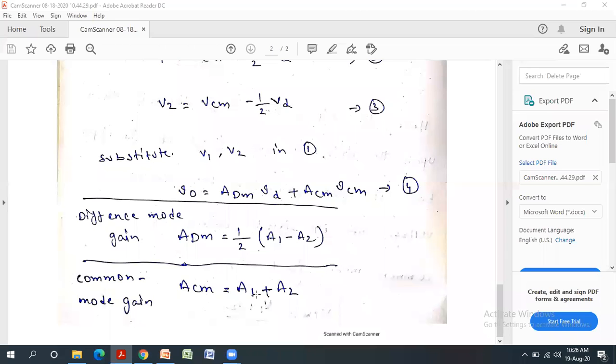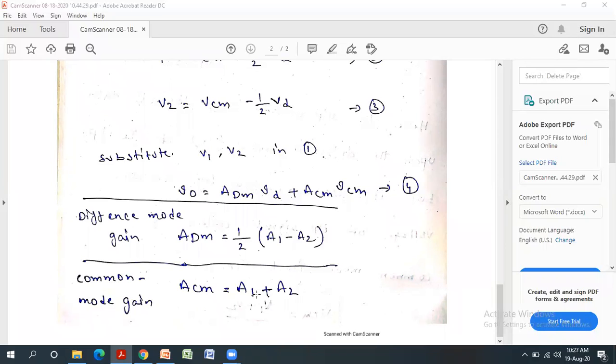Then the gain created through Vcm at the output of the differential amplifier is called common mode gain. The differential mode gain is created due to the difference between two input voltages, Vd equal to V1 minus V2. The differential voltage is created as we see here.